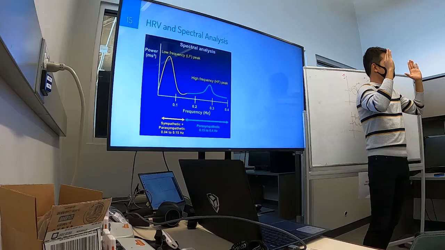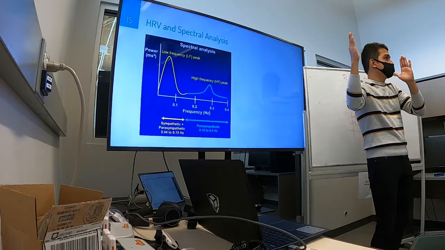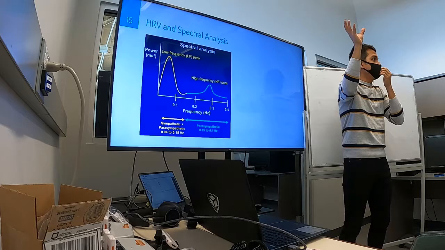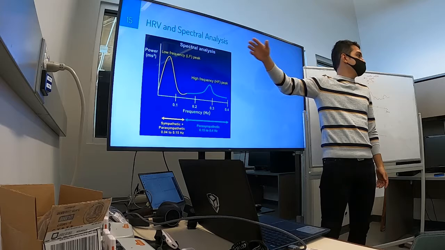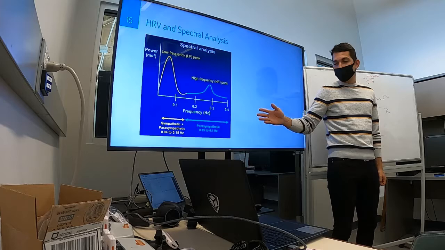You say, okay, if it is from 0.15 hertz to 0.4 hertz, they call it high frequency, low frequency, very low frequency, and those are components. If you sum the total contribution to those components, you will have a number. That number is basically related to the area under the curve of the power spectral density curve when you apply the Fourier transform.